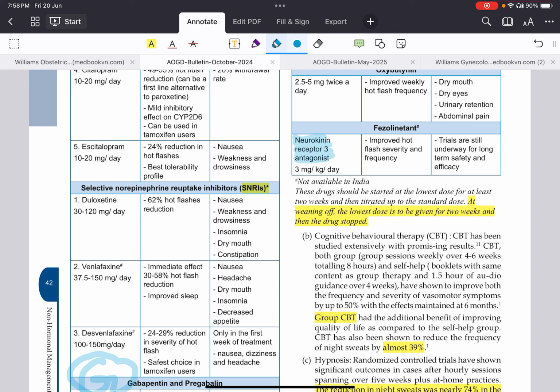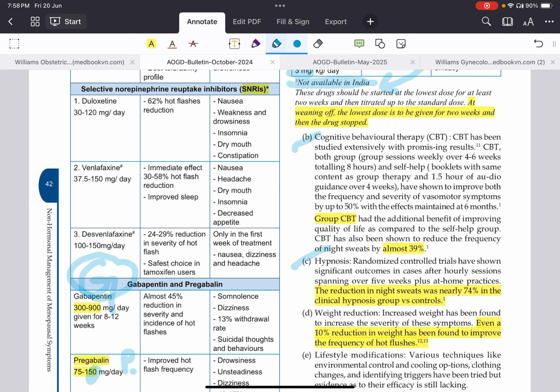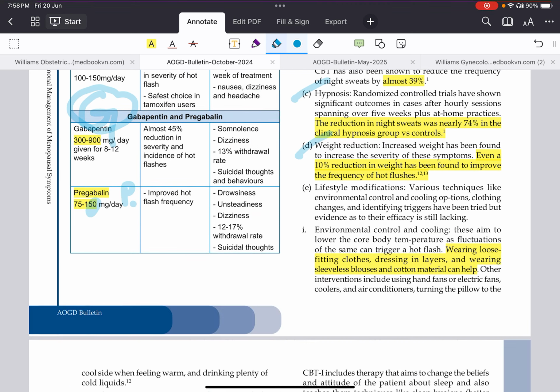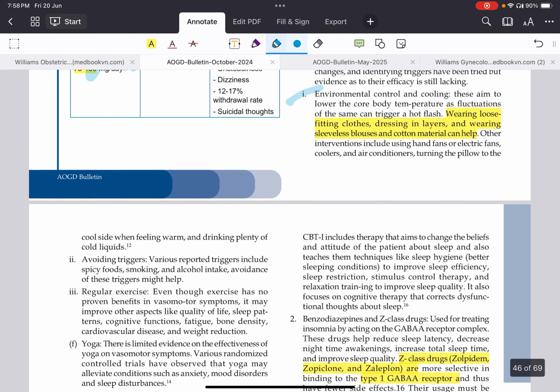Fezolinetant is a neurokinin 3 receptor antagonist. This is used at 3 milligram per kg body weight. This is not actually available in India, and people ask these questions only. Which is not available in India, they'll ask these questions. CBT can be given. Hypnosis has been tried. Weight reduction is better. Lifestyle modifications are done. These you can easily read.